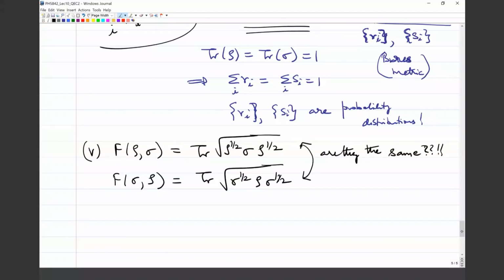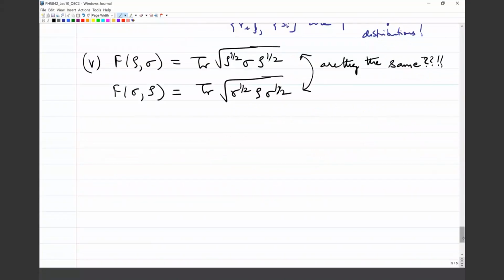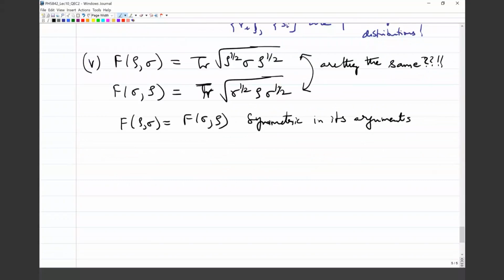And that will be part of your next tutorial. I'm sorry, I got delayed in uploading it, but hopefully by tomorrow morning, the tutorial should be up on Moodle. But it turns out that indeed they are the same. So F is actually symmetric in its arguments. The rho and sigma are the arguments, right? And this will be proved in tutorial 2. Okay. So indeed, the answer is yes.